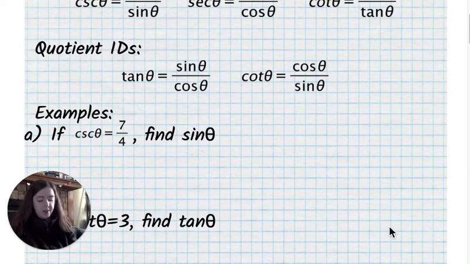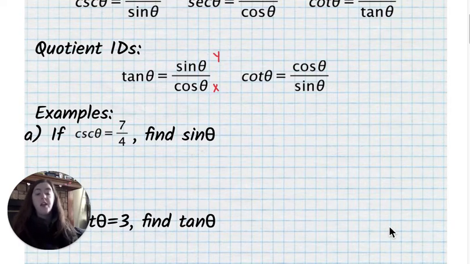Remember, when we would find tangent on our unit circle, we would take our y value and divide by our x value, right? So we have sine over cosine. And since cotangent is the reciprocal of tangent, that is cosine over sine. So those I would commit to memory. You are going to use those a whole lot.